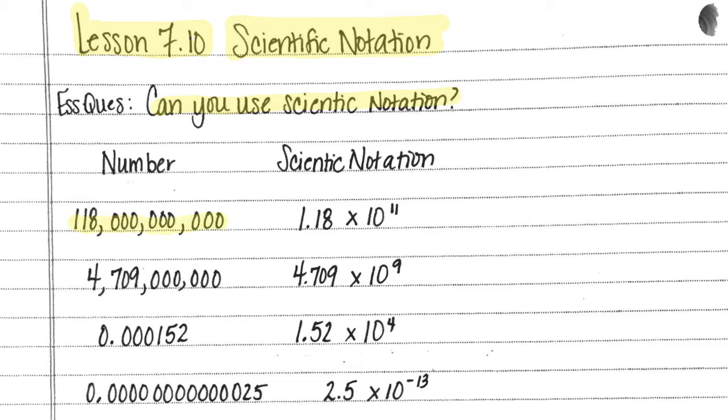So notice the number is given, but the scientific notation always has a number with a decimal in the rest of the number, times 10 to a number. So remember, since this one went 1, 2, 5, 8, 11, I know that I have to move that decimal 11 places to the right. Right, so here again I have 4.709, but this one I have to move 9 places. So that's why the scientific notation is 4.709 times 10 to the 9th.